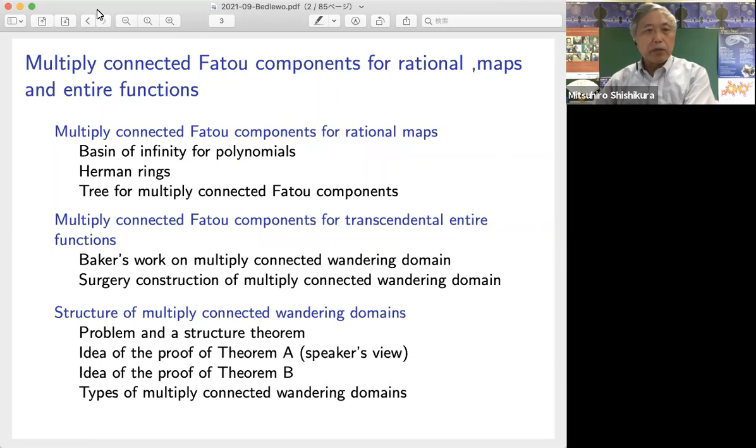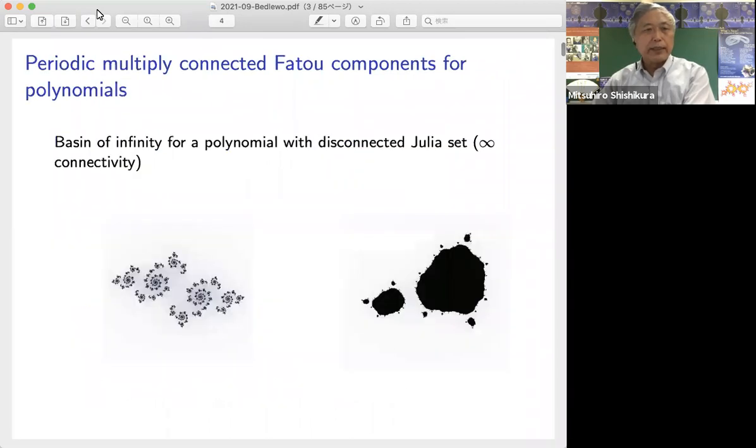So this is my plan. First rational maps, then transcendental entire functions, in that case wandering domains, and some discussion which is related to Walter Bergweiler, Philippon, and Guinness-Strauss.